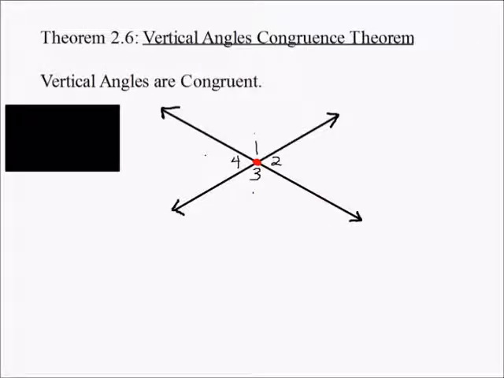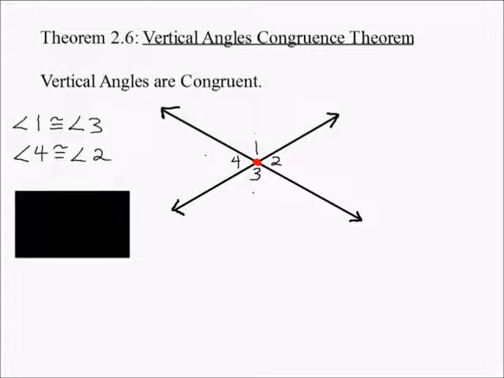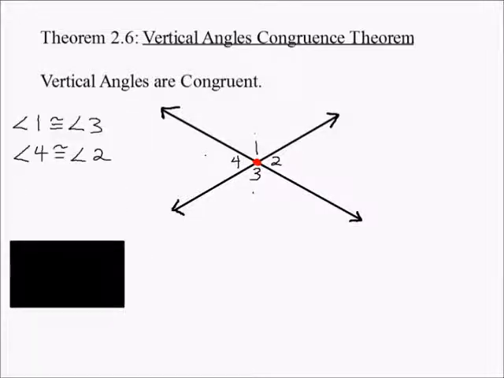Theorem 2.6, the vertical angles congruence theorem. All vertical angles are congruent. So remember I told you, vertical angles are two angles that are formed by two straight lines. So angle 1 and angle 3 are congruent, angle 4 and angle 2 are congruent, okay? You need this, we use this for the rest of the year. This is something that you really need to have memorized.